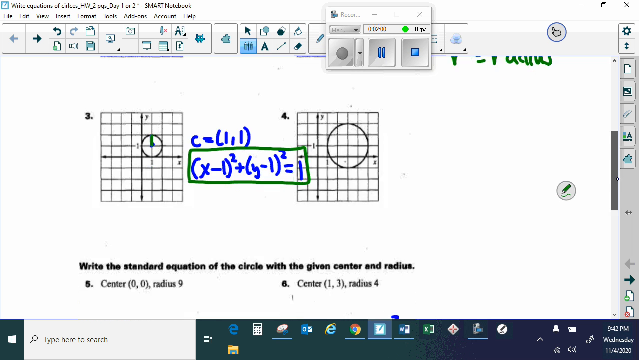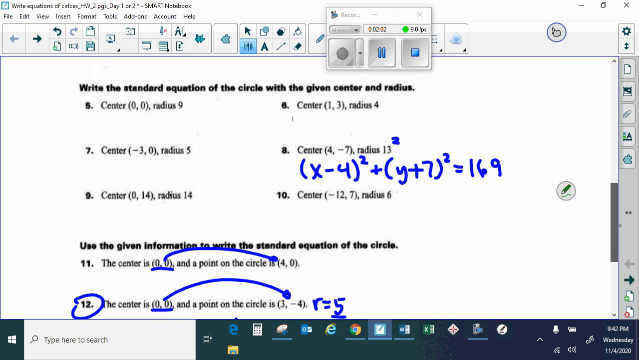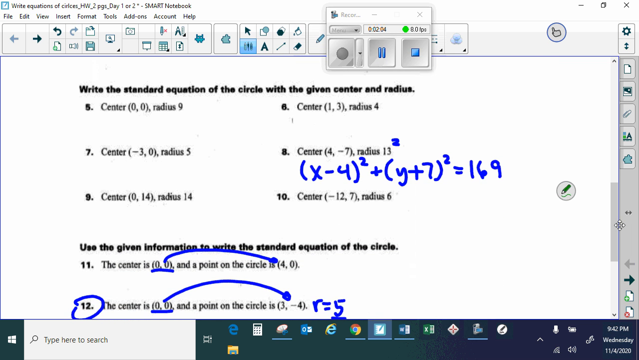All right, let's go ahead and go down to here. Now, without it being graphed, they just give you the information, and you write it in the standard form equation of a circle. So again, it's opposite, so that's why it's x minus 4 quantity squared plus y, and then opposite, minus 7 is plus 7 quantity squared, and then r squared, 13 squared is 169.